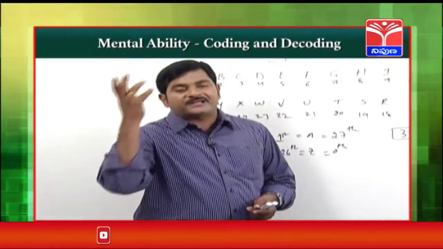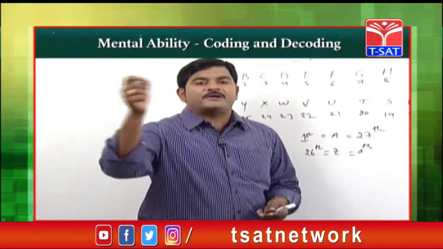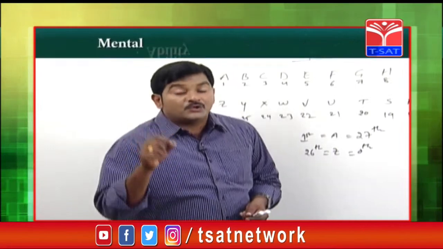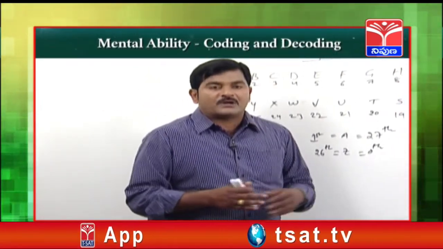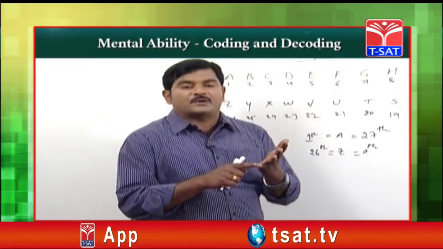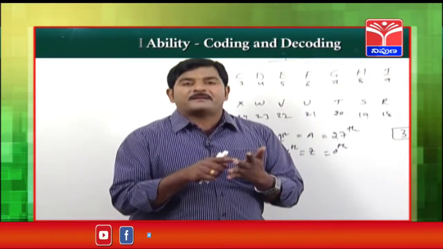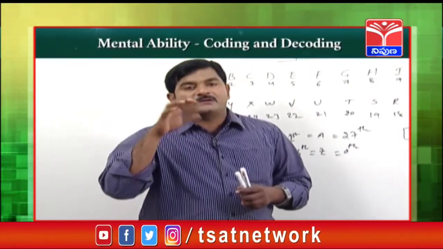Similarly, for example, T means how much? 20. Usually we remember it as T20. So T means 20, and U means 21, S means 19. Now what do you know? A, B, C numbers you know, X, Y, Z numbers you know. Similarly, L, M, N numbers you know. Similarly, S to U numbers also you know. So try to learn in this way.